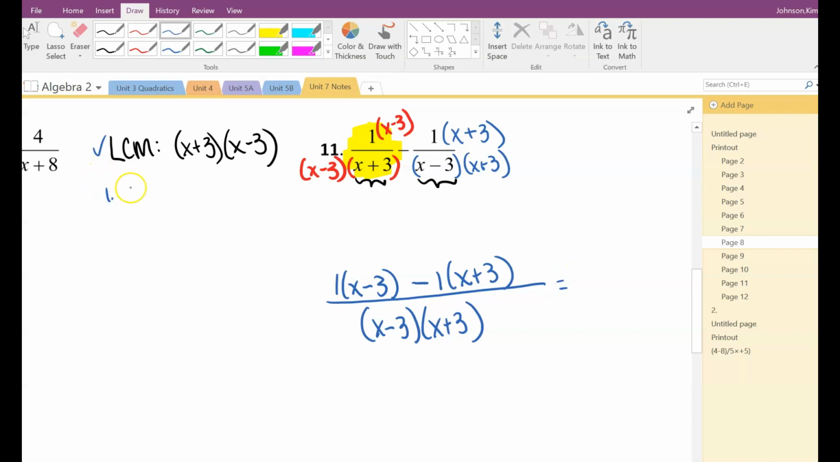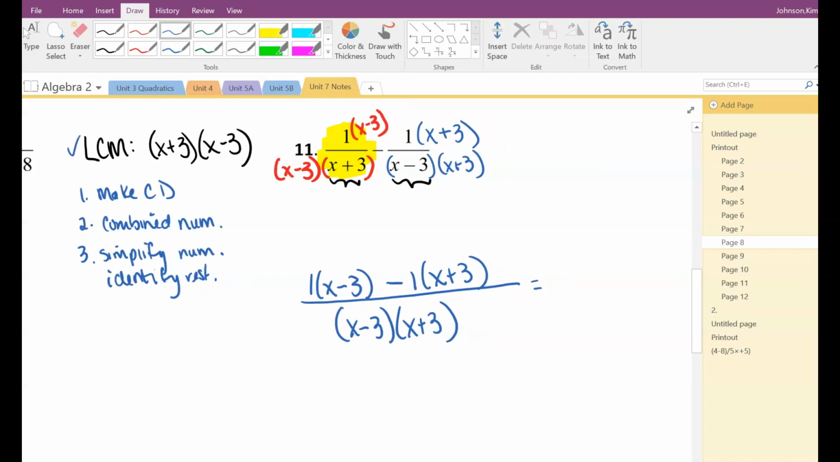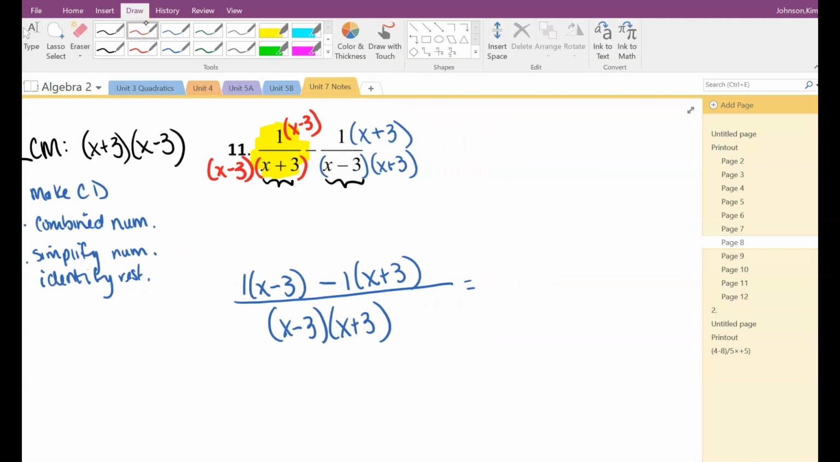So I made the common denominator. And then I combine the numerator. And now I'm going to simplify the numerator and identify restrictions. This could be two different steps. I kind of put them in one. Okay, so let's simplify that numerator.